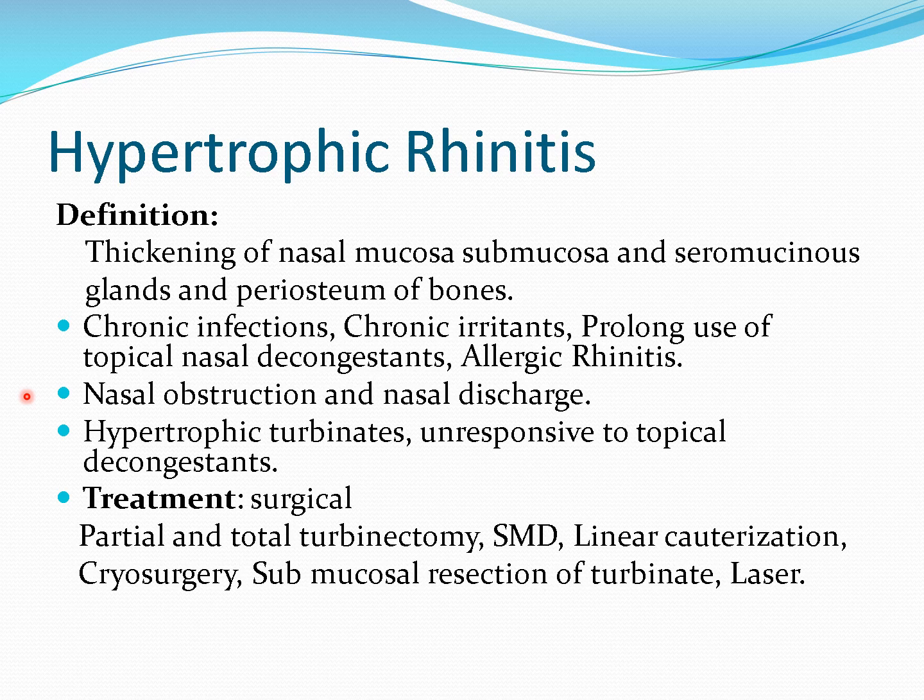So the patient will present with nasal obstruction and nasal discharge. Treatment is medical treatment to reduce the size of the turbinate by means of steroid nasal spray, and the surgical treatment is partial and total turbinectomy, SMD, submucosal diathermy, and sometimes linear cauterization can also be done. The latest technique is laser, which will evaporate the turbinate, and sometimes there is cryosurgery, and submucosal resection can also be done with the help of an endoscope.